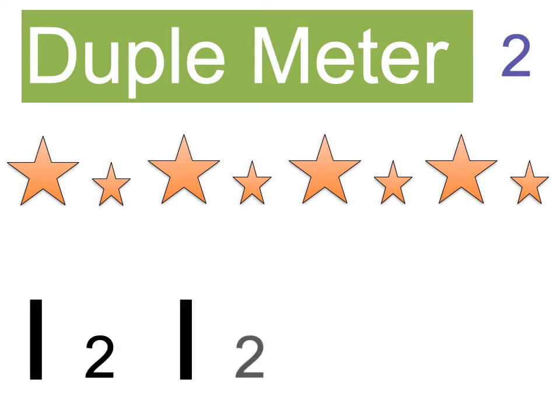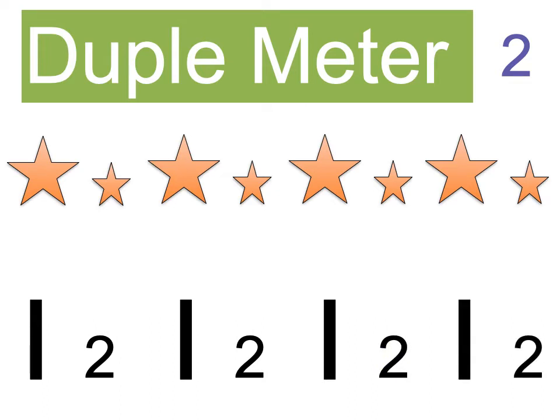Let's show that with numbers now. Instead of showing 2 stars, we're counting 1, 2. That's our pattern, 1, 2. And then that pattern repeats across the screen. 1, 2, 1, 2, 1, 2. Now, you'll notice that the number 1s are larger or stronger than the number 2s, which are smaller or weaker, we would say. We use strong pulses to show that our pattern is beginning again.